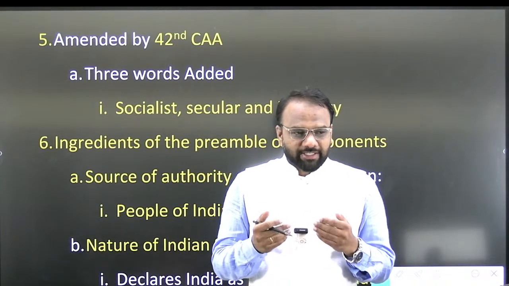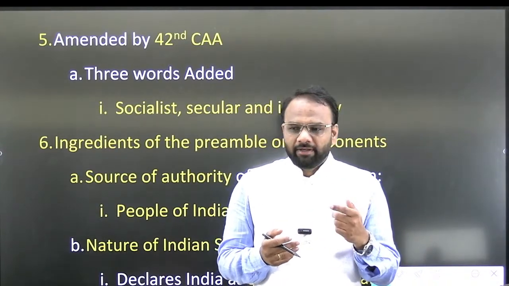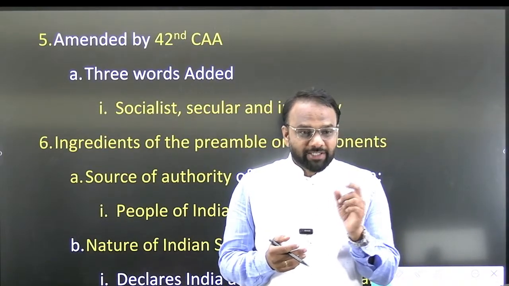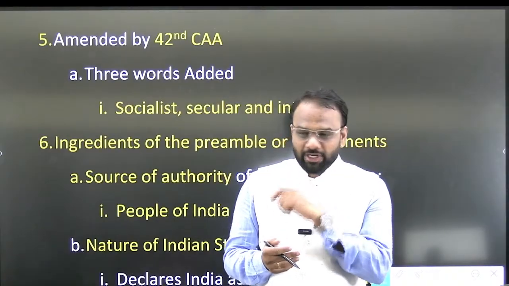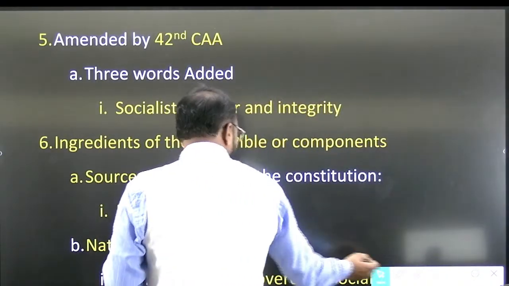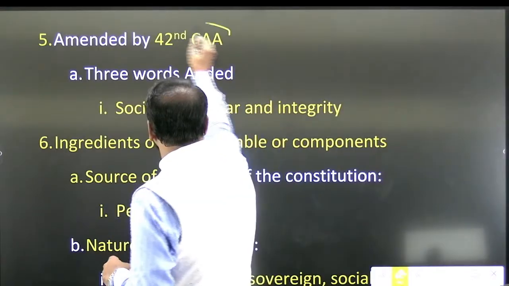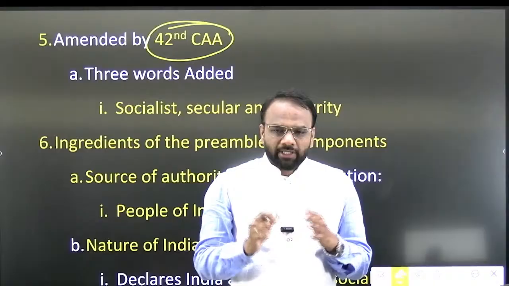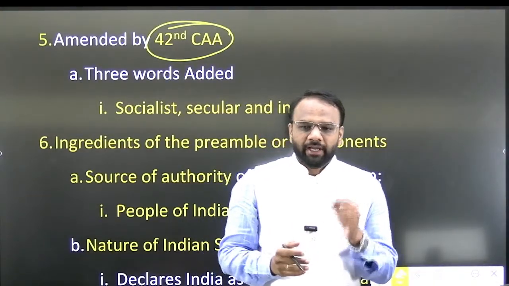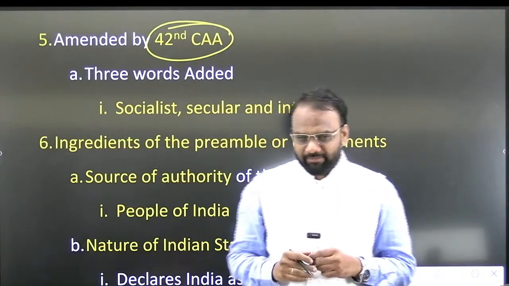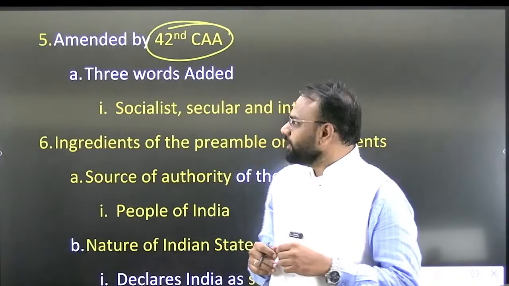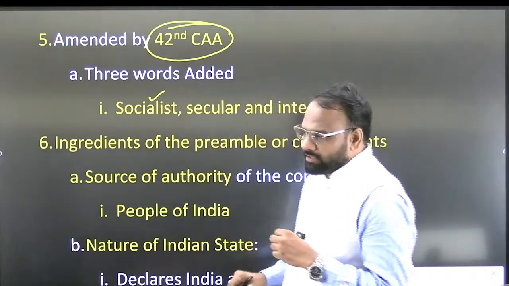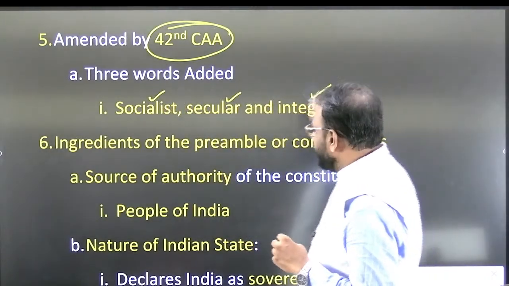So now if a question arises whether the preamble has ever been amended, yes, it has been amended. How many times? Only once. What is the name of that amendment? The 42nd constitutional amendment. This 42nd constitutional amendment is very important from the exam point of view. There are so many amendments, close to 105, but among them there are a few very important ones, and the 42nd amendment is one of them. Through the 42nd amendment, three words were added: one is socialist, another is secular, and the third is integrity.